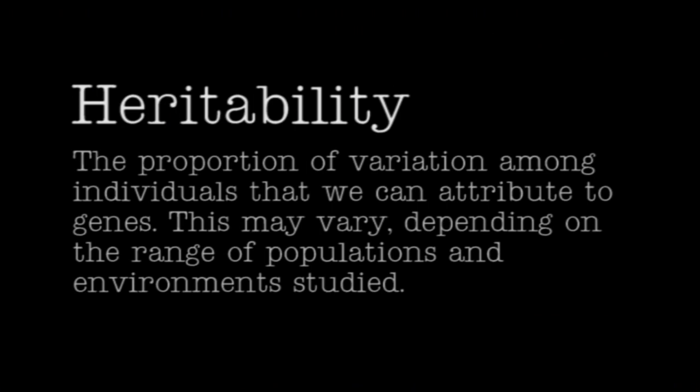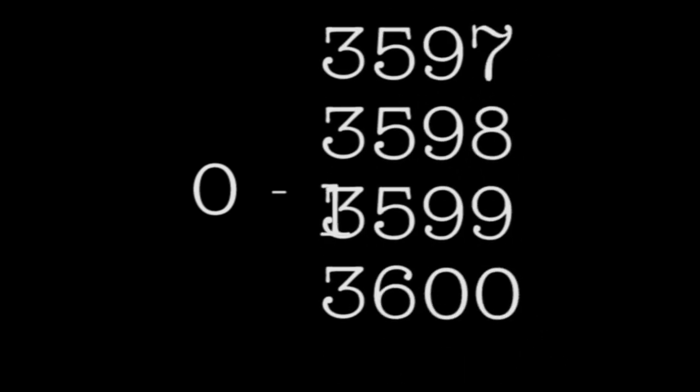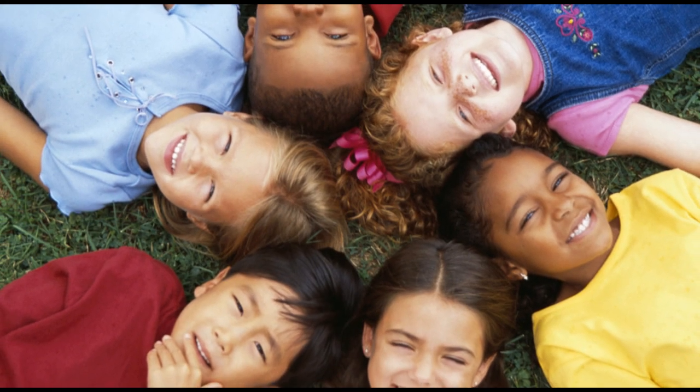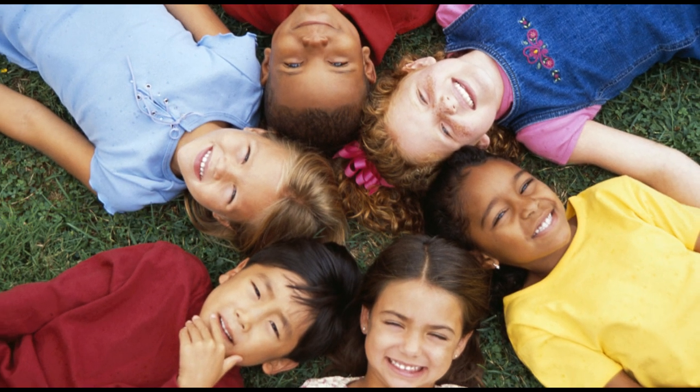Heritability: the proportion of variation among individuals that we can attribute to genes. This may vary depending on the range of populations and environments studied. These traits are rated on a scale from 0 all the way up to 1, 0 being 0% variation and 1 being 100% variation. Something would be 0 or close to 0 if there is no genetic variation within the population. The closer you get to 1, the more genetic variation is within the population.